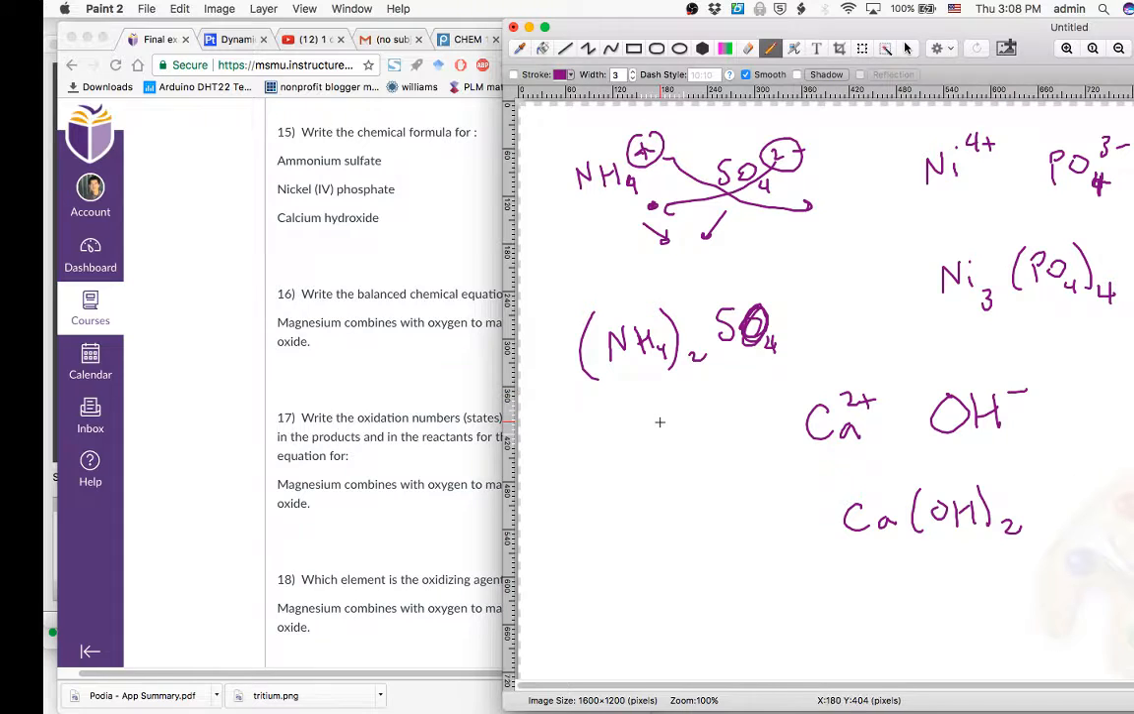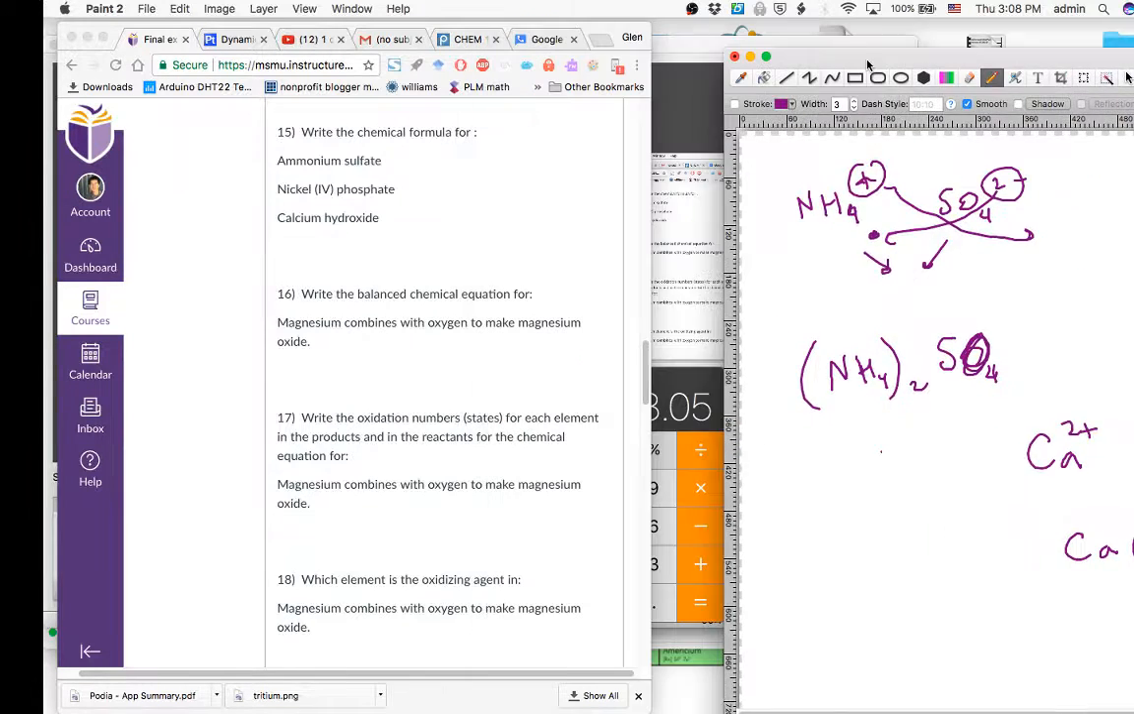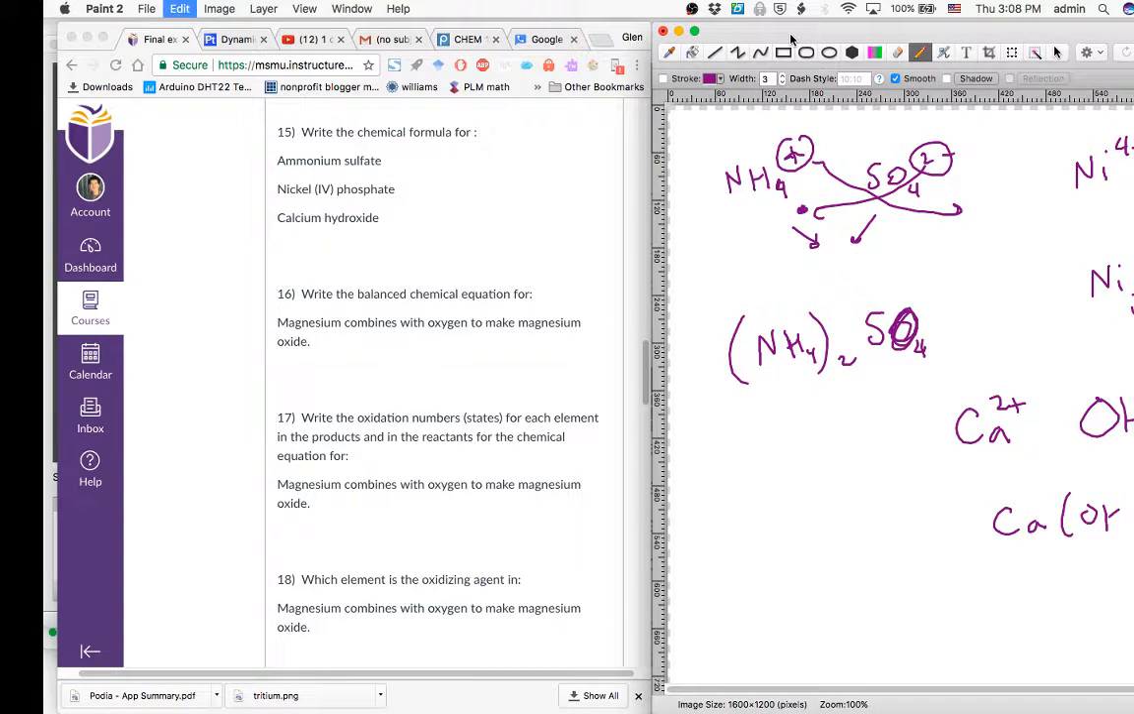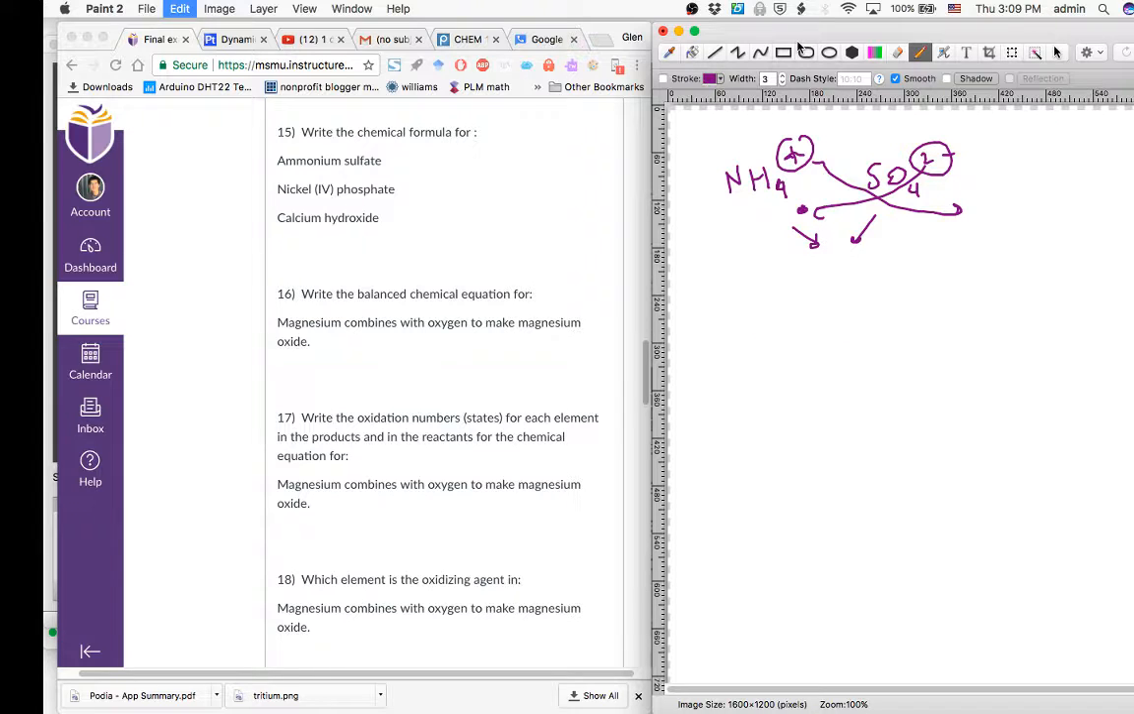And now, number 16. Write the balanced equation for this reaction. Luckily for you, folks, there are no redox equations to balance on the final exam. I thought there would be because I saw it on the WebAssign, but no, there will not be any redox equations for you to balance on the final exam. But there will be regular equations like this one in number 16.